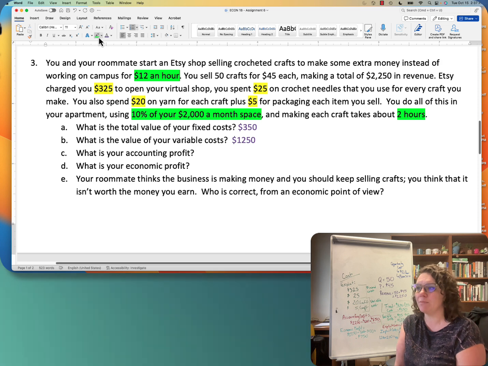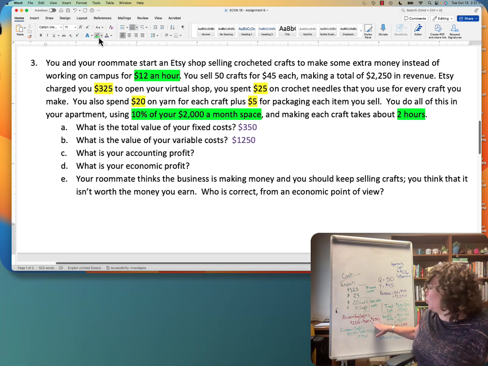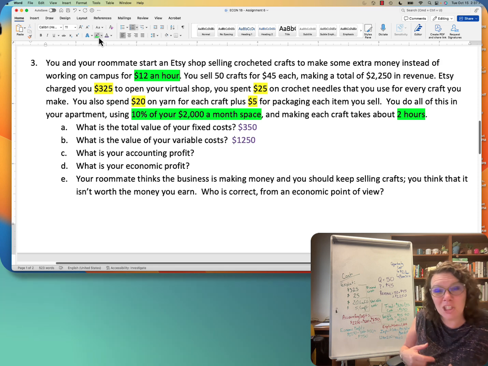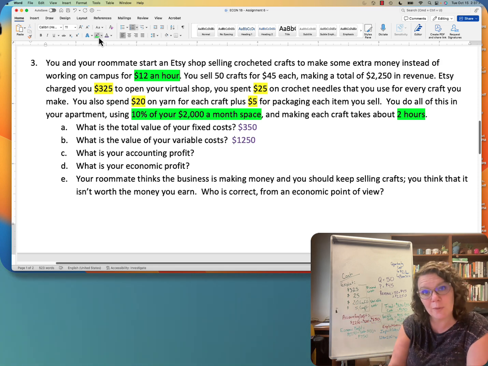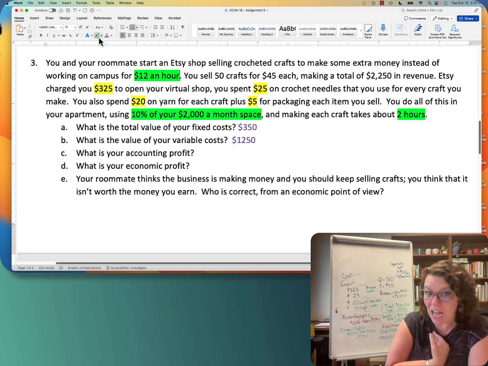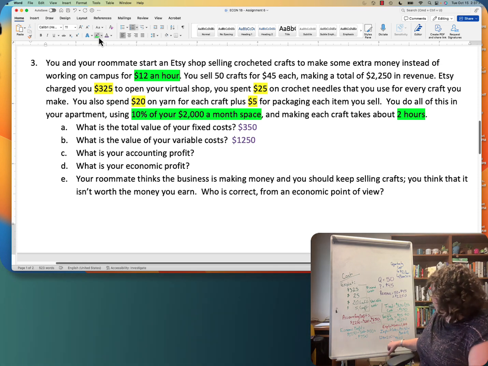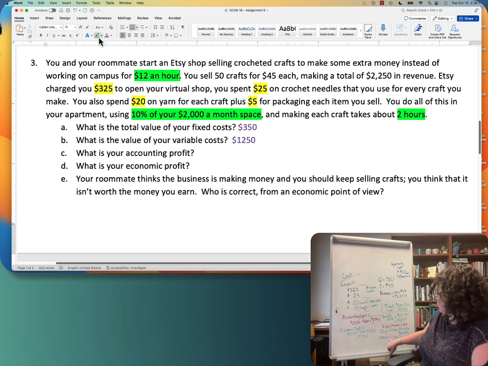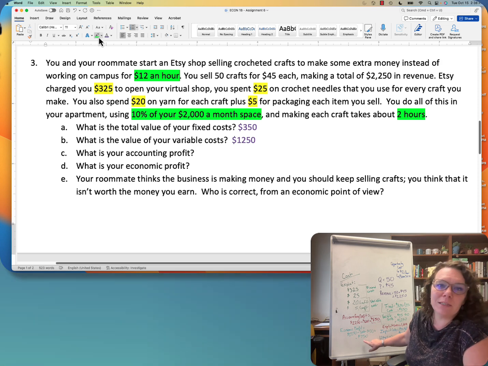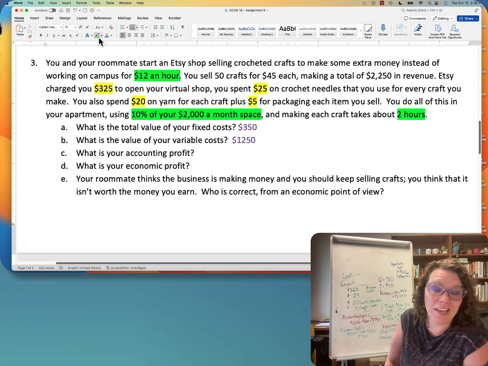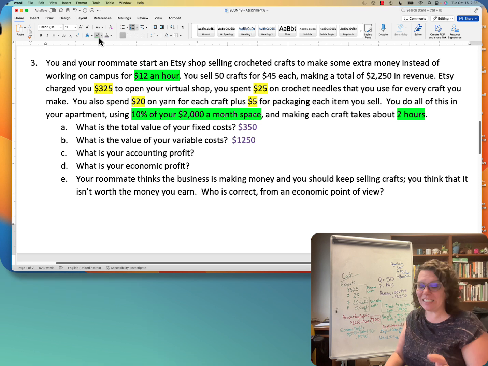Your roommate thinks the business is making money and you should keep selling crafts, but you don't think it's worth the money you earn. So yes, explicitly, you're making $650 by selling these crafts. But if you consider the value of all that space you took up in your apartment and the value of your time, you're actually losing money. Even if we excluded the $200 for the apartment, you're still losing money. You could have made more money by just going to work on campus. So that's the idea there.